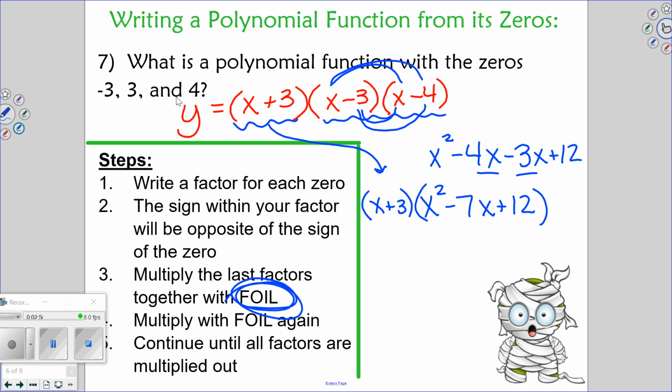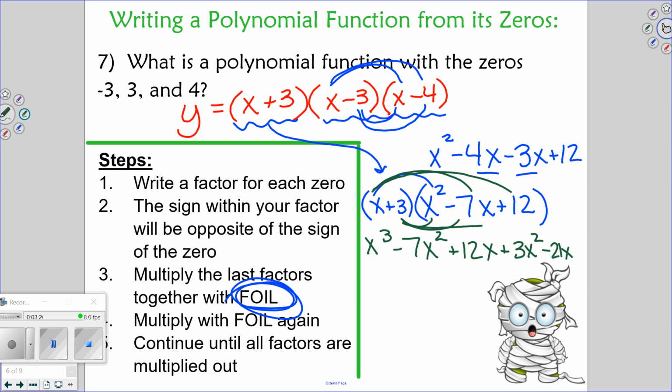And now we're going to multiply through by that one. So again, it's not that it's difficult, it's tedious. If you miss one sign, the whole thing's going to explode on you. It's wrong. So x times x squared. X times negative 7x. X times 12. Plus 3x squared. Minus 21x. Plus 36. I ran out of space, sorry. I'll give you more space on the next one.